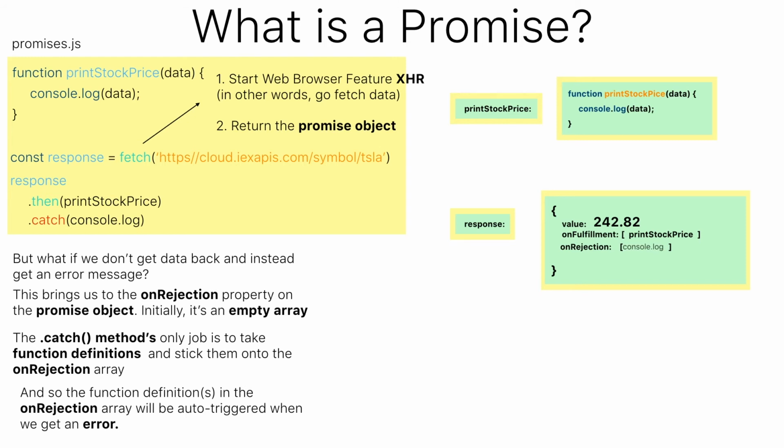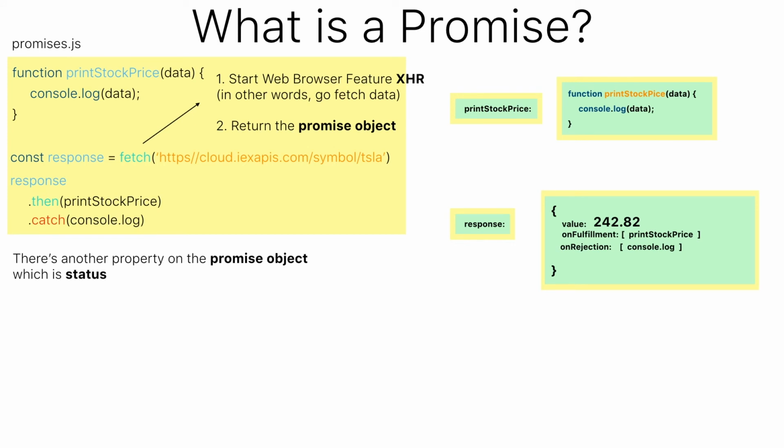And so the function definition or definitions in the onRejection array will be auto-triggered when we get an error. So let's just say when we're making this API call, we get an error. And when we get an error, we will just console log whatever the error message is. But wait, there's more.